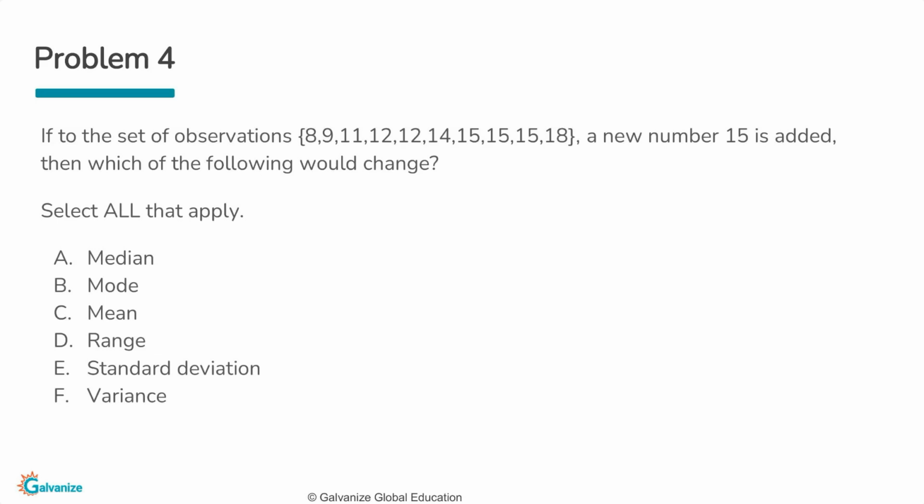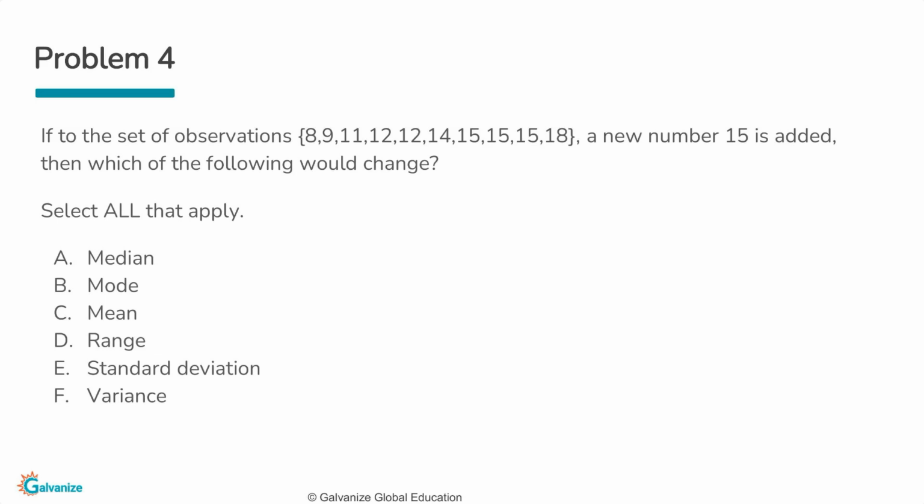How about the median? Take the median of the 10 elements, then the 11th element is added. When 10 elements are there, the median has to be the average of the middle two elements, the fifth and sixth. 26 divided by 2, which is 13. But when you add 15, there will be 11 elements, so the median has to be the sixth element, which will be 14. So the median will definitely change.